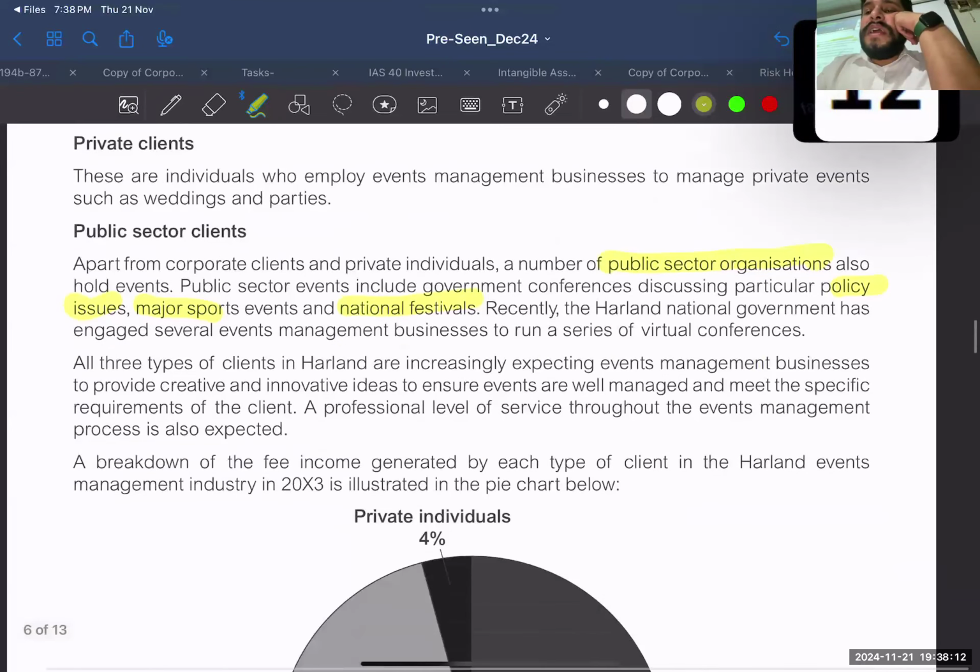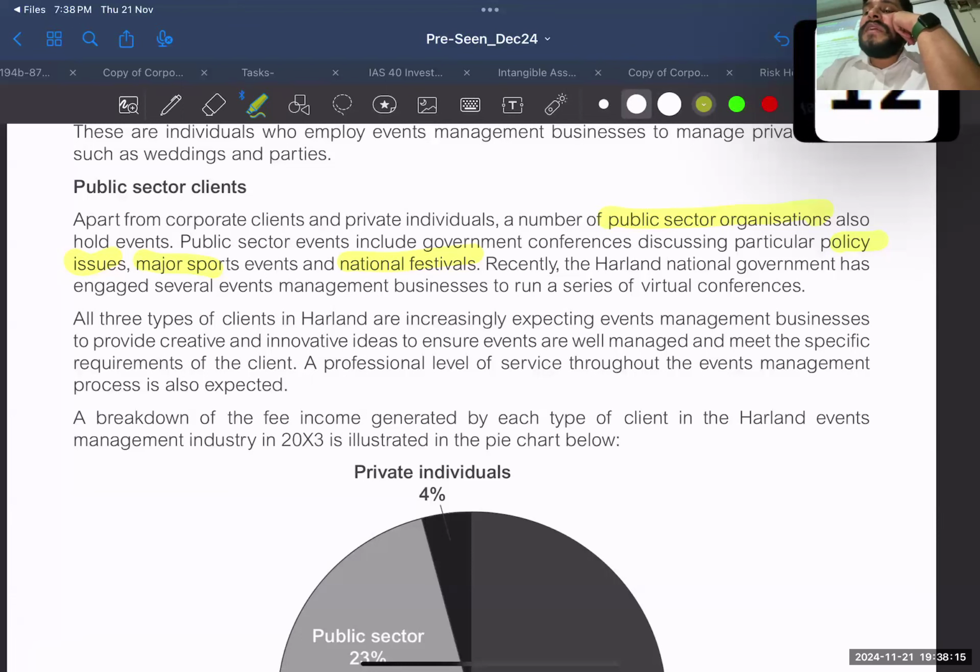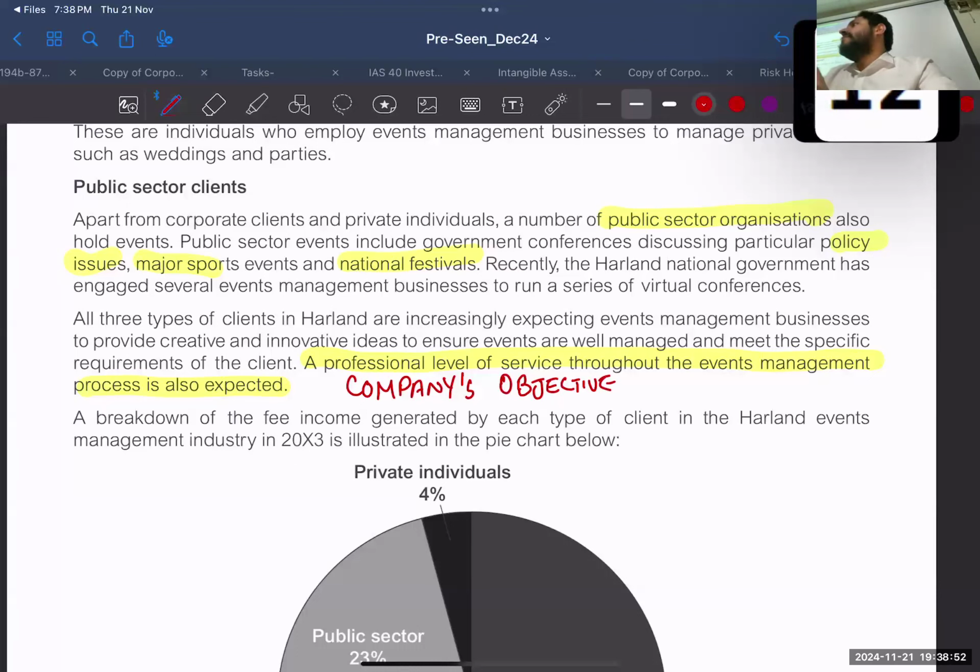It says all three types of clients in the Harlan are increasingly expecting event management businesses to provide creative and innovative ideas to ensure events are well managed and meet the specific requirements of the client. A professional level of service throughout the event management process is expected. So this is the expectation from the company. If I call it your company's objective, I'm not wrong. Is it clear?